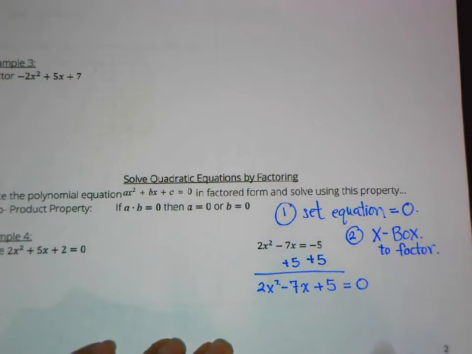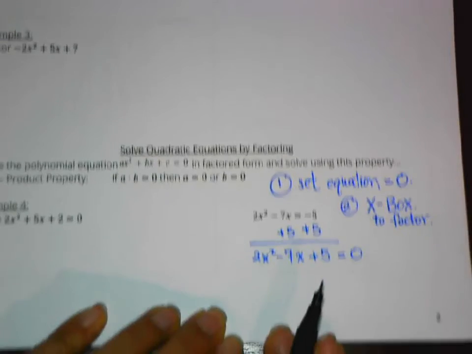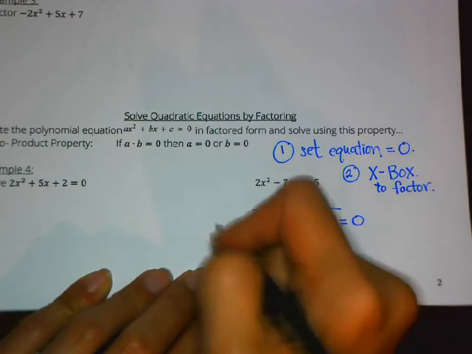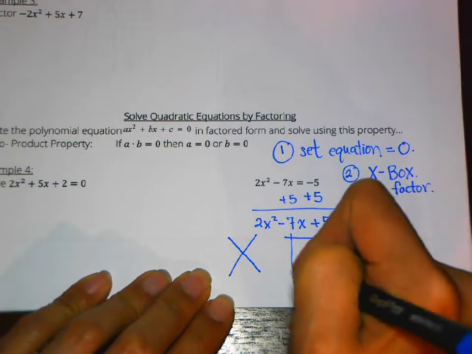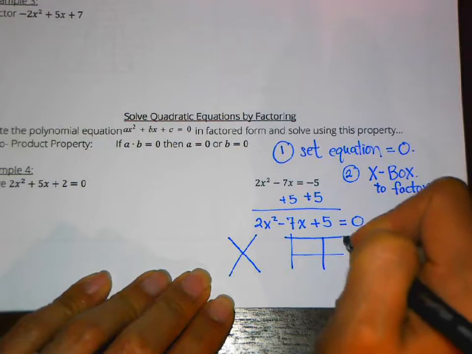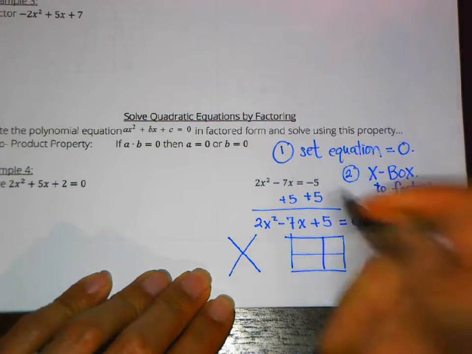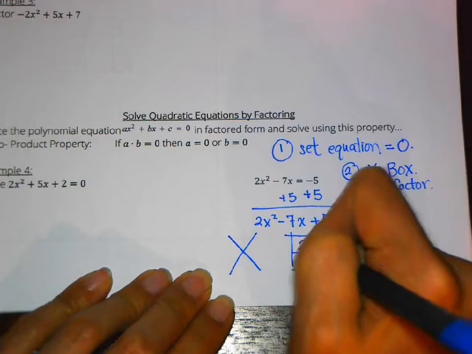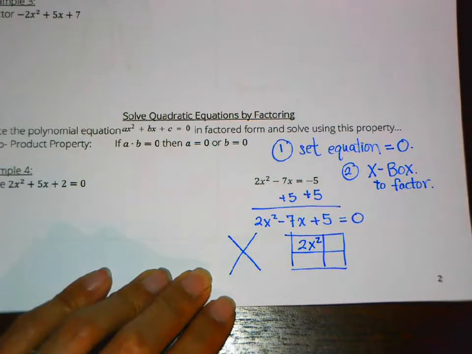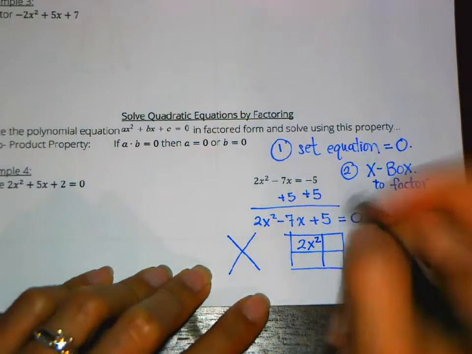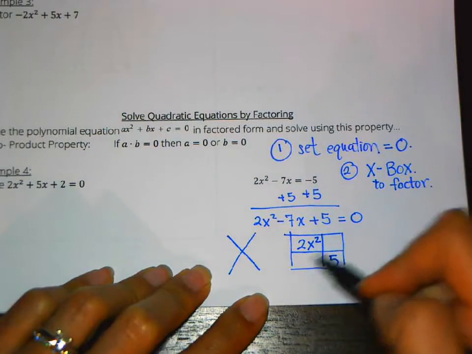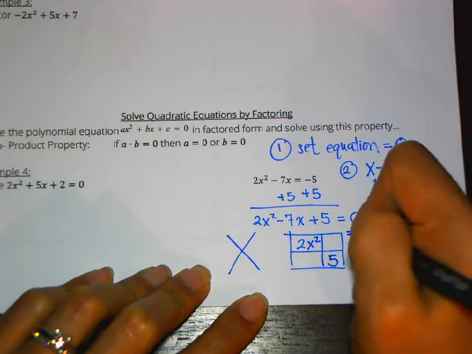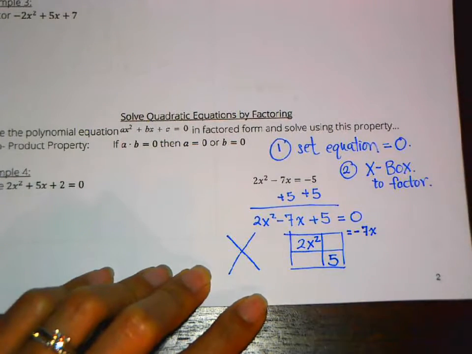Okay, so let's take a look. 2, 7, and 5. There is no greatest common factor in this one. So what I'm going to do is go right into the X and fill out the box. I know that for the box, the first term is going to be 2x squared for that very first box. The last number is going to go into the last box, so positive 5. I know I need to add the diagonal to equal negative 7x. But what are those numbers?